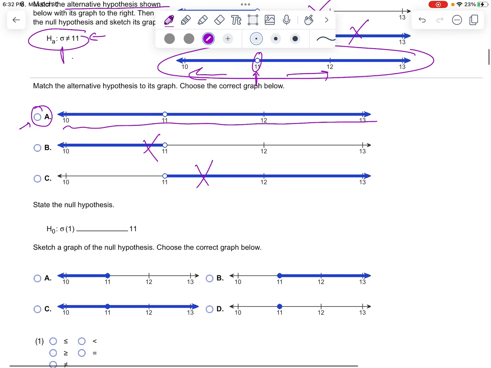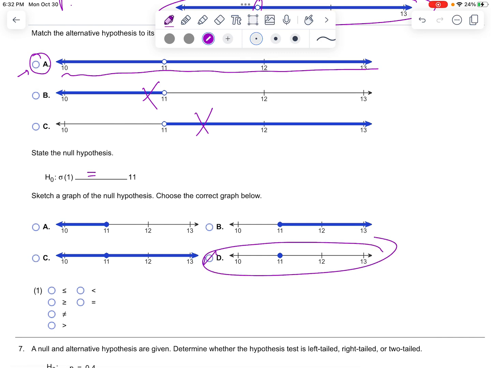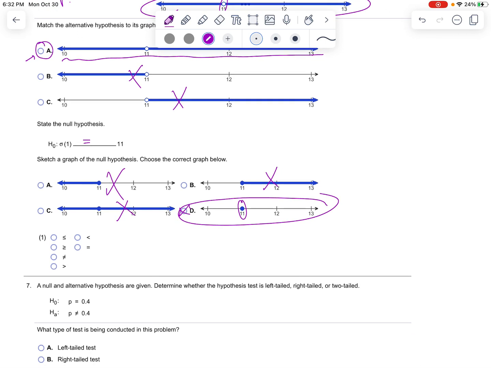So we know that the null has to be equal to, because it's the complement of different than. And finally, if it's equal to 11, D is the only thing that works, right? Because it has to be 11. It cannot be less. It cannot be greater. It cannot be anything other than 11. So the choice has to be D. Does that make sense? I hope so.